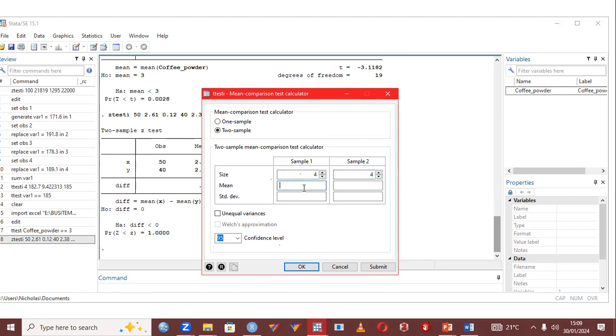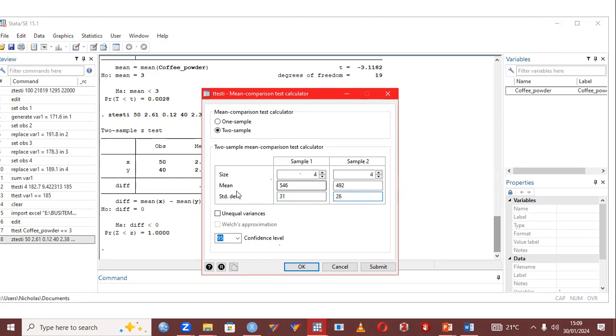Then you have the mean. The mean for sample 1 is 546. Then the mean for sample 2 is 492. Then the standard deviation for one of them is 31 for group 1, and another is 26 for group 2. So we are looking at that.